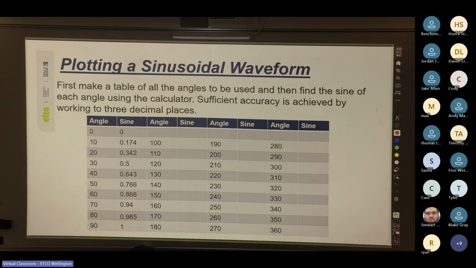And then if we start going to 100, 110, we start seeing a familiar pattern: 0.985, 0.94, 0.866, 0.766. As we get to 0 and 180, we are on 0. So everything in between is a reflection of itself. A sine wave is pretty much, if you were to split it at 90 degrees, identical on both sides. So what about sine 190?